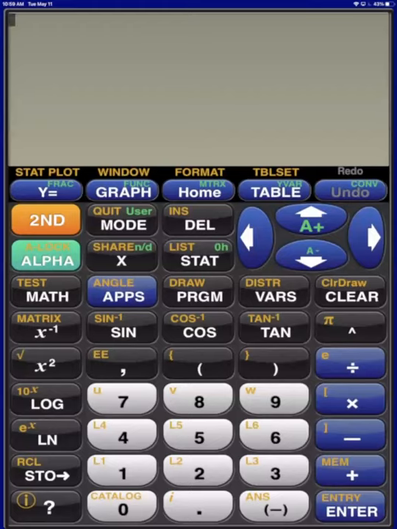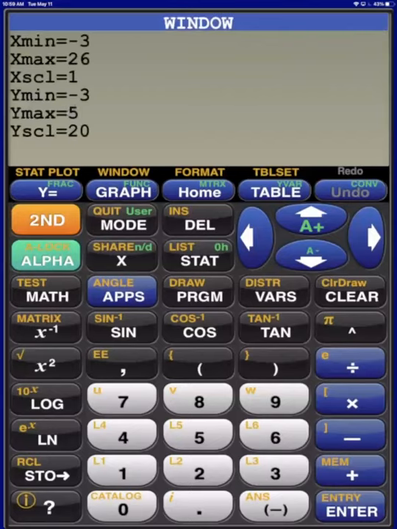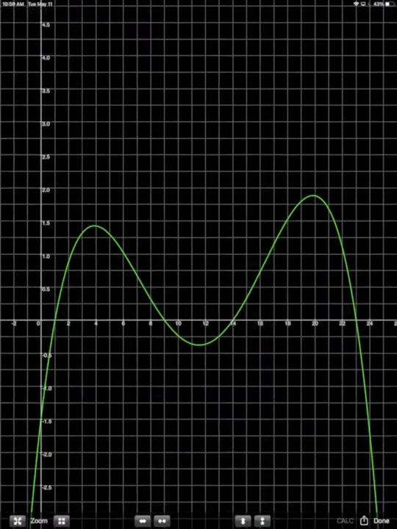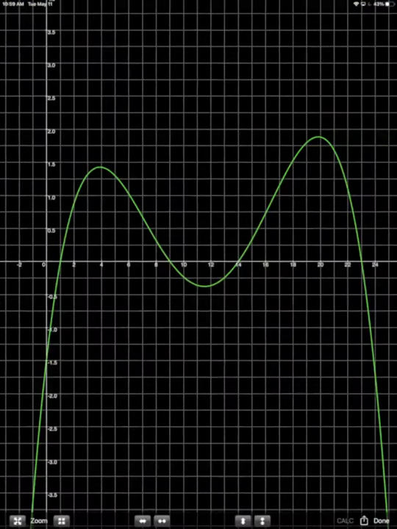Okay, let's go back to the window and adjust the window. If we try X min at -3, the max at 26, and then Y min will be -3, and we'll go up to 5. This should be a better viewing window for us. So let's just graph this and see what we come up with. There we go. And I'll just scroll this up a little bit. That looks a lot better. So that's the function, or pretty close to the function that we're trying to come up with.